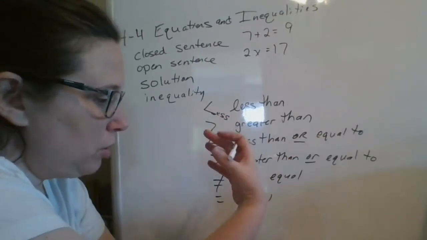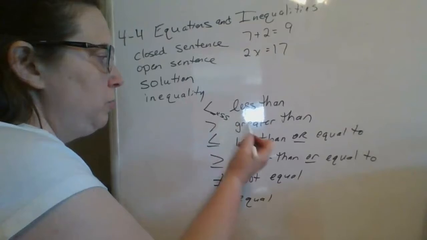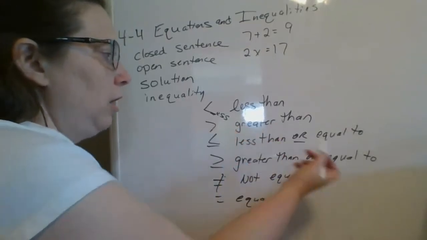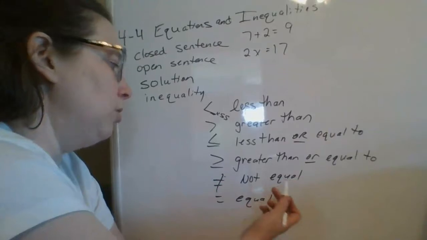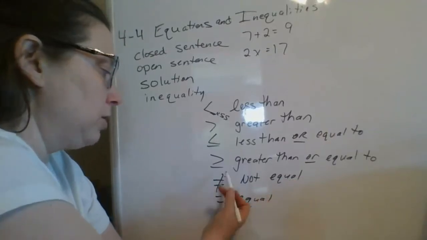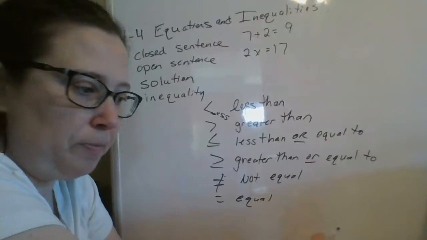Translating words into math, if you see less than, you would put the less than symbol. Greater than would be this. Less than or equal to would look like this. Greater than or equal to, not equal would be the equal sign with a slash through it, and equal would just be a regular old equal sign.